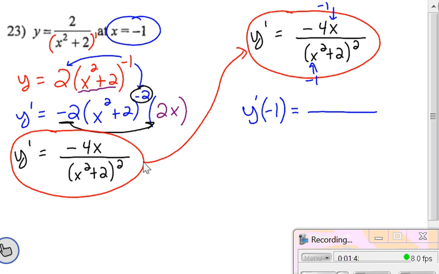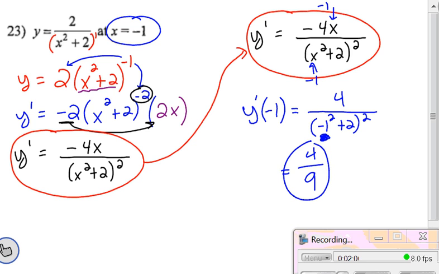Let's see, -4 times -1 is 4. On the bottom, -1 squared plus 2 all squared is, let's see, that's just -1 times -1 is 1, plus 2 is 3. 3 squared is 9. 4/9. 4/9 is our answer. That is the derivative at a particular point.